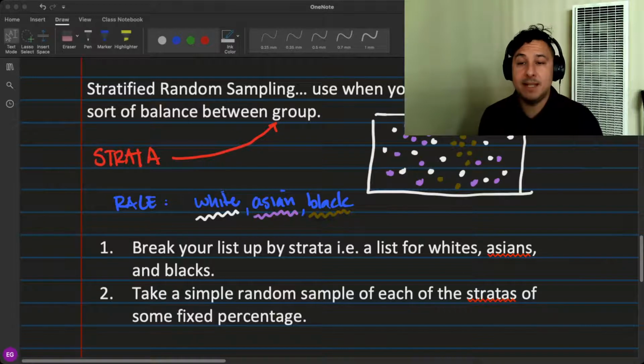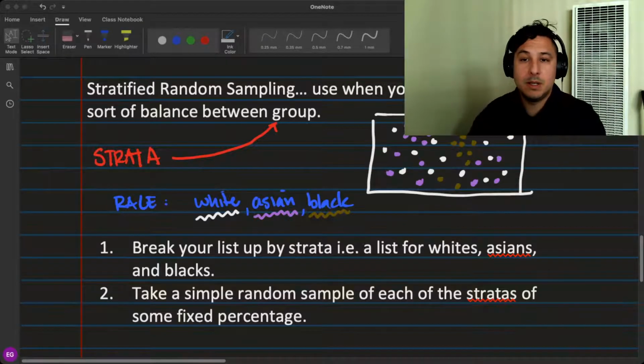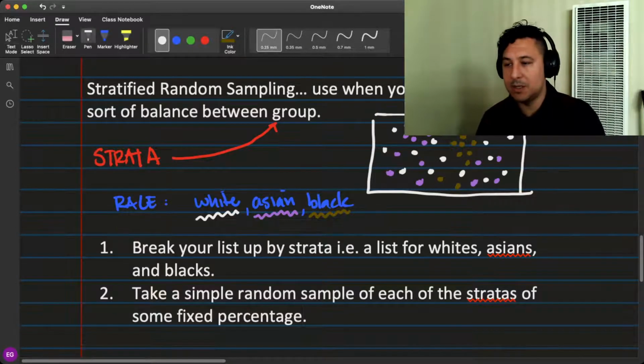So what would happen is that you would make sure that 33% of your people are white, 33% of your people are Asian, and 33% of your people are black or something like that. That way you would have an equal representation of each group. Otherwise, if you were just to take a regular simple random sample, your group would predominantly look like the largest group. So let's say you wanted to do a study of the different races. Here, we'll see why this works.